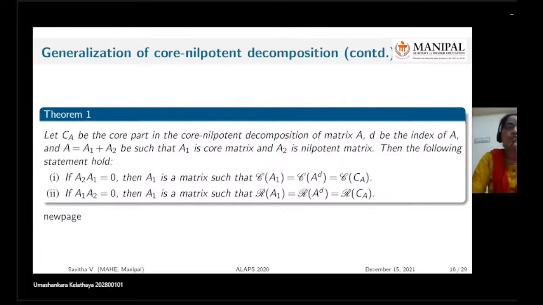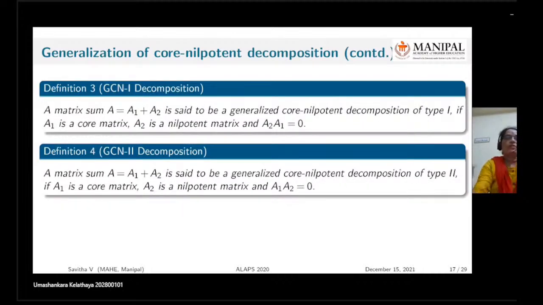This is a theorem useful in our discussion. Let CA be the core part in the core nilpotent decomposition of a matrix A and D be the index of A, and A equals A1 plus A2 such that A1 is a core matrix and A2 is a nilpotent matrix. The following statements hold. First, if A2 A1 equals 0, then A1 is a matrix such that the column space of A1 equals the column space of A to the power D, which equals the column space of CA. Similarly, if A1 A2 equals 0, then A1 is a matrix such that the row space of A1 equals the row space of A to the power D, which equals the row space of CA.